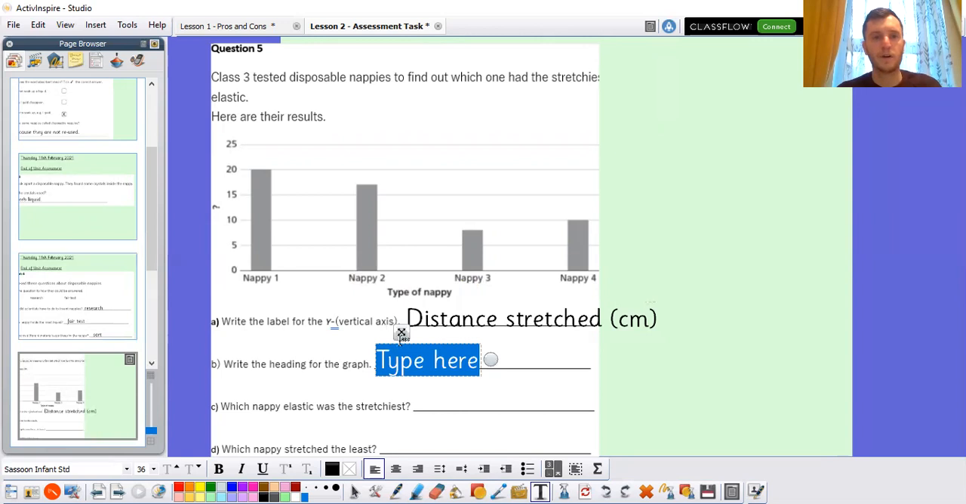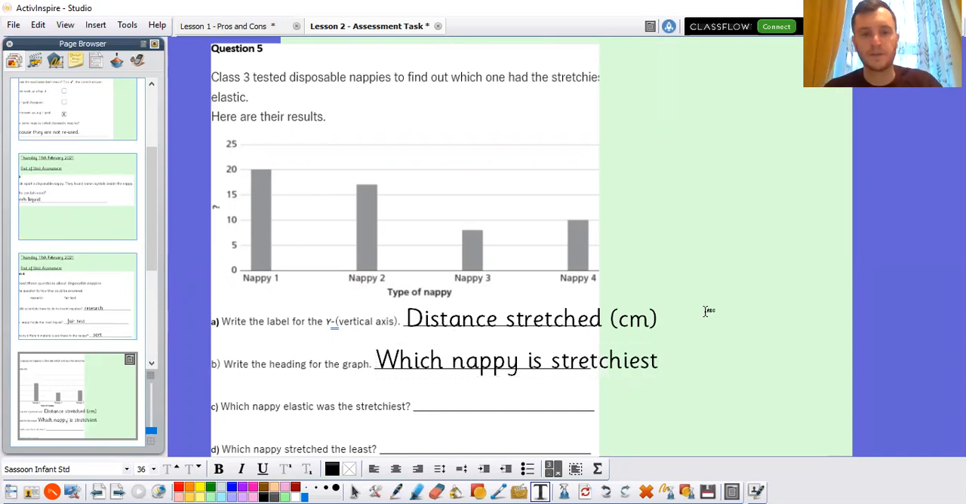Right, their heading for the graph. Well, I'm going to magpie from up here. So it says which one had the stretchiest elastic. So which nappy is stretchiest? I'm going to go for that. And as long as you had something similar, that's fine. And we've got to answer that question next. Which nappy was the stretchiest?